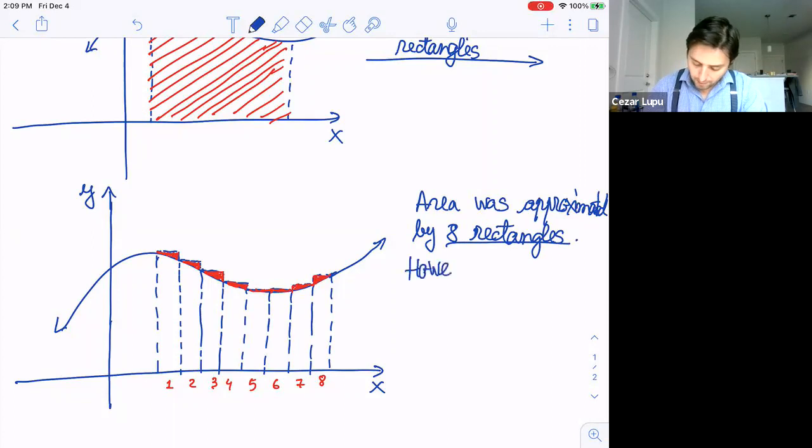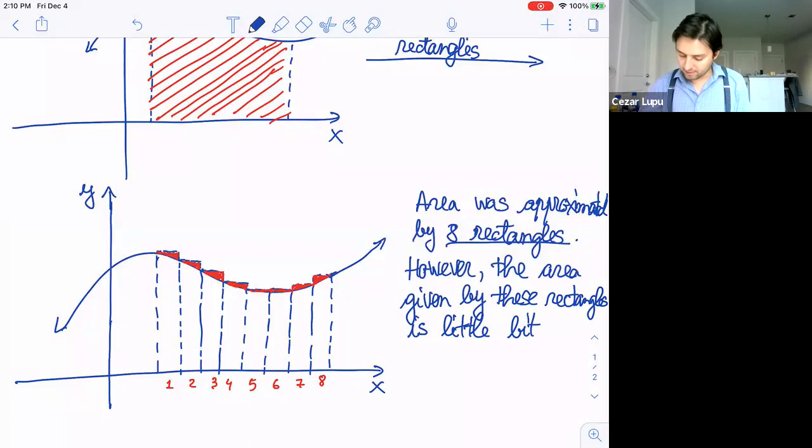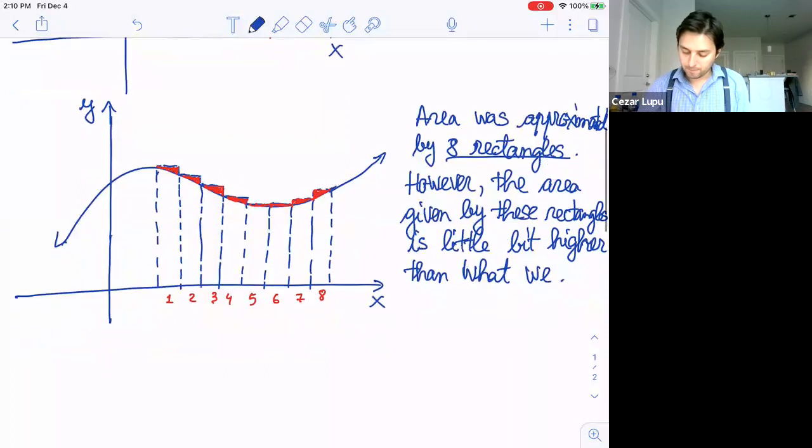However, the area given by these rectangles is, let's say, a little bit higher than what we expected. Okay, that's the picture.